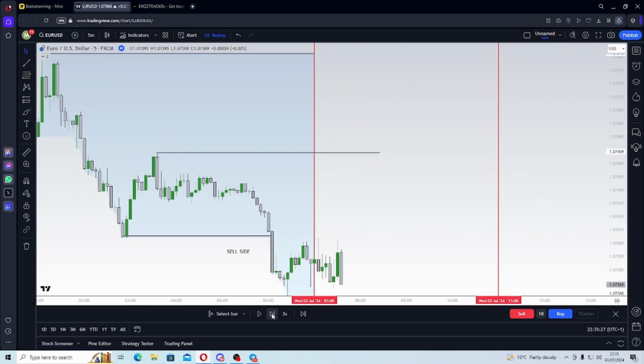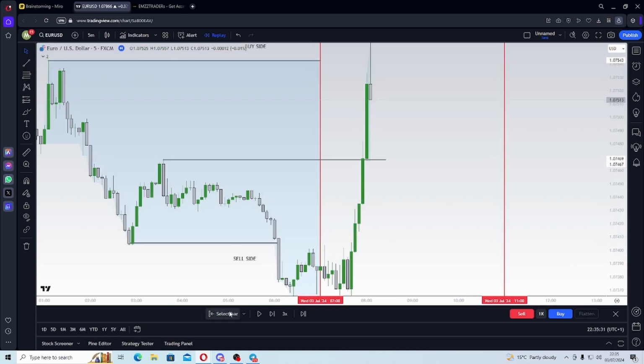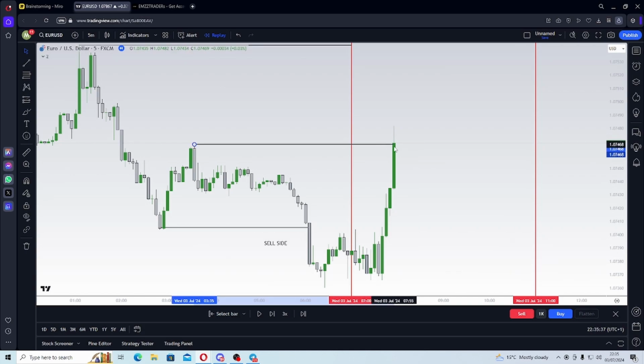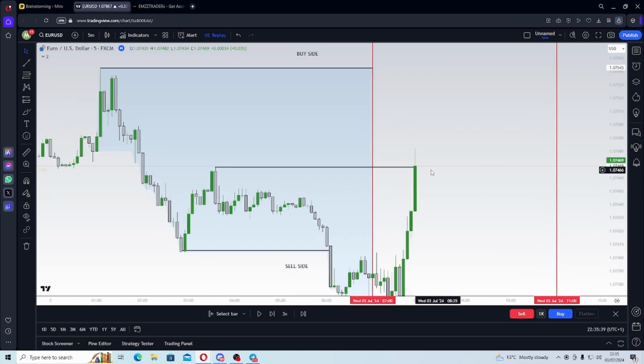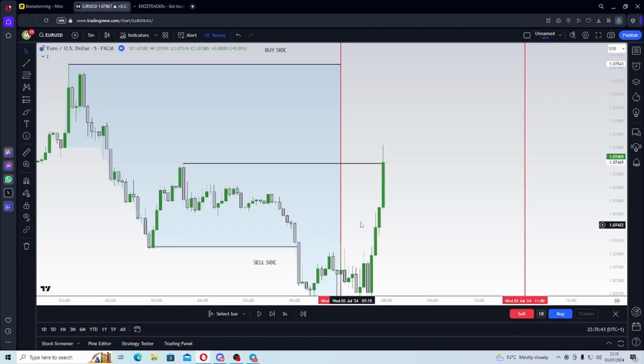If I play price forward, you can see the sell side, as you can see right there. If I go back a little bit, price just swept this level right here. So now what we can be looking for is the fair value gap. And once we find this fair value gap on the next couple of candles, then we can execute our trade to at least a 1-to-3 risk to reward ratio. This strategy works so well. Make sure you're still listening.